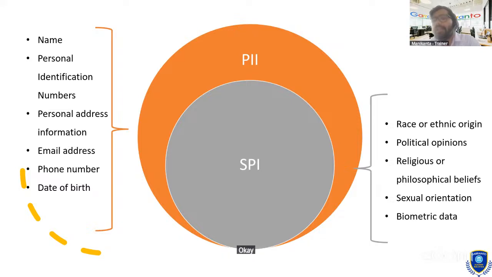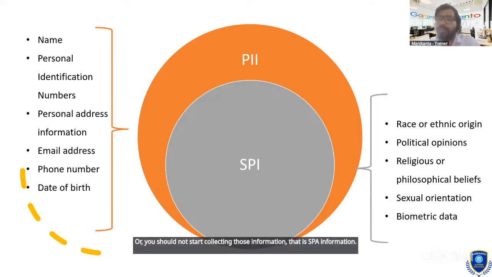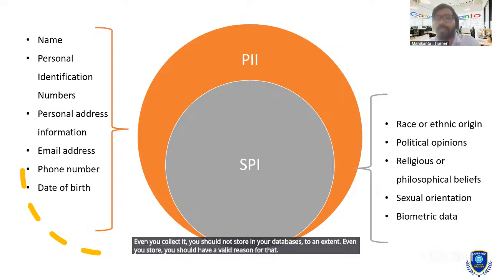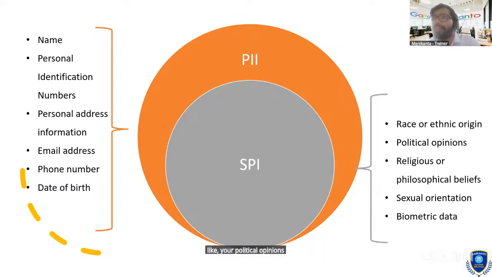Okay. Anything that can change your opinion or that can harass you has to be highly secured, or you should not start collecting that information. That is SPI information. Even if you collect it, you should not store it in your databases to an extent. Even if you store it, you should have a valid reason for that. Like your political opinions, whether you are part of any trade unions, or biometric data, eye retina data. So even if you are collecting it, it has to be highly secured. There is a proper methodology for that.